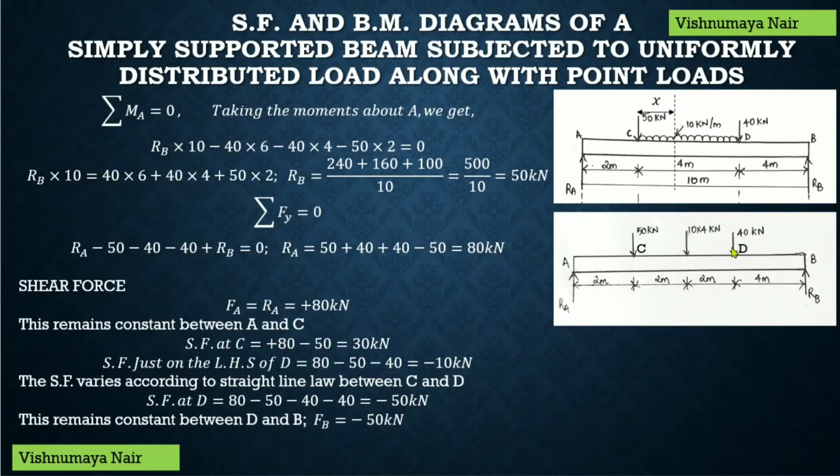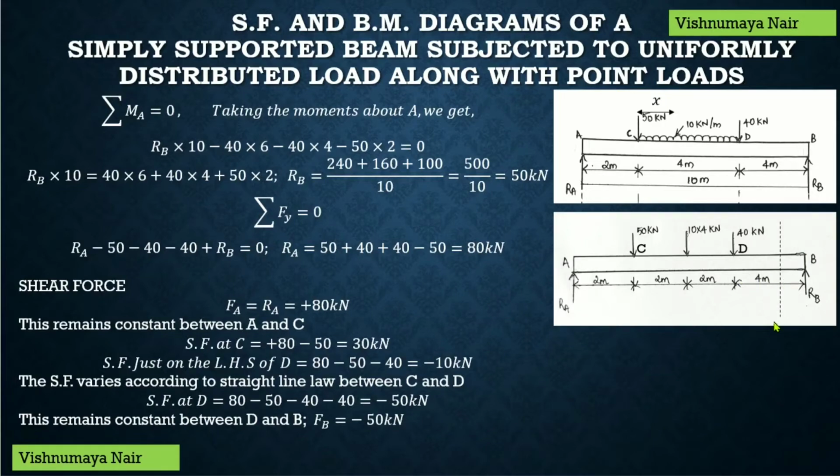Now at this point D, we have a point load 40 kilonewton as well, and it is acting in the downward direction. So the shear force at the point D will be equal to 80 minus 50 minus 40 minus 40, which will be equal to minus 50. That is minus 10 minus 40, which will be equal to minus 50 kilonewton. Therefore, at the point D, the shear force again decreases from a value of minus 10 kilonewton to minus 50 kilonewton. Now, this value of shear force, that is minus 50 kilonewton, remains constant between the points D and B because we don't have any other point loads between these two points.